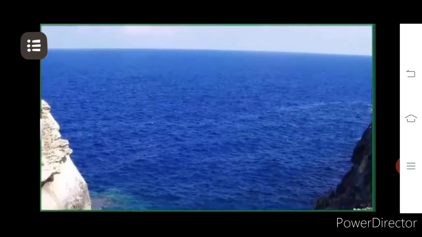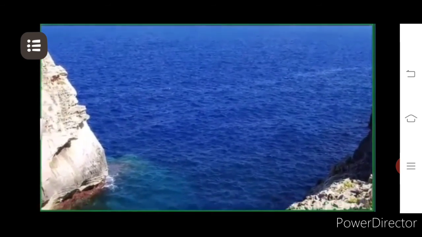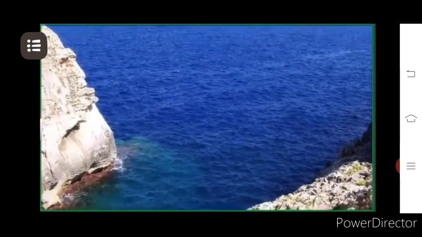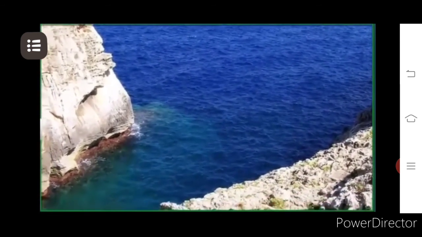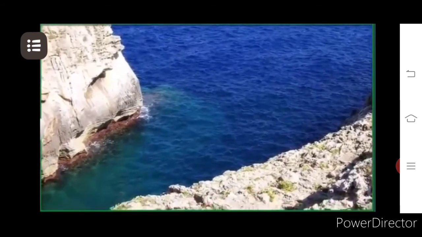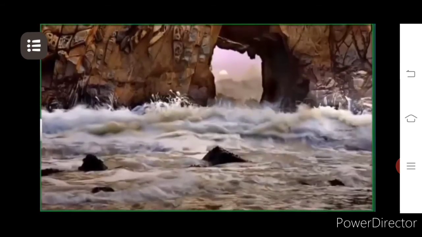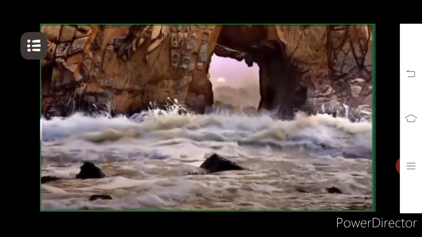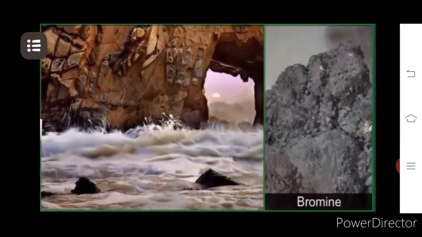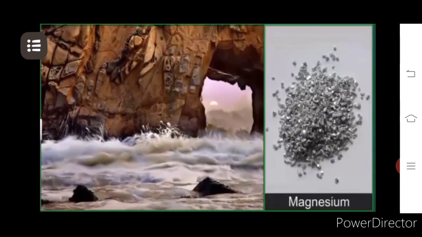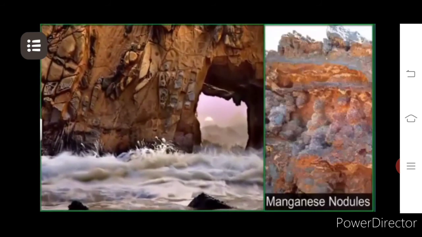As you know, around 70% of the surface of the Earth is covered by water. The water of the seas and oceans and the ocean floors also have rich mineral deposits. Ocean waters are a rich source of minerals like common salt, bromine, and magnesium, while the ocean floors are loaded with mineral deposits like manganese nodules.